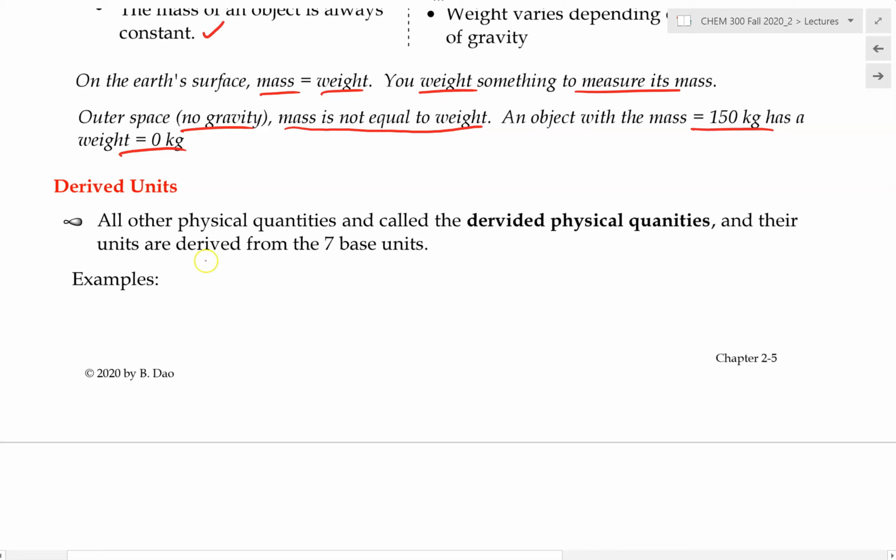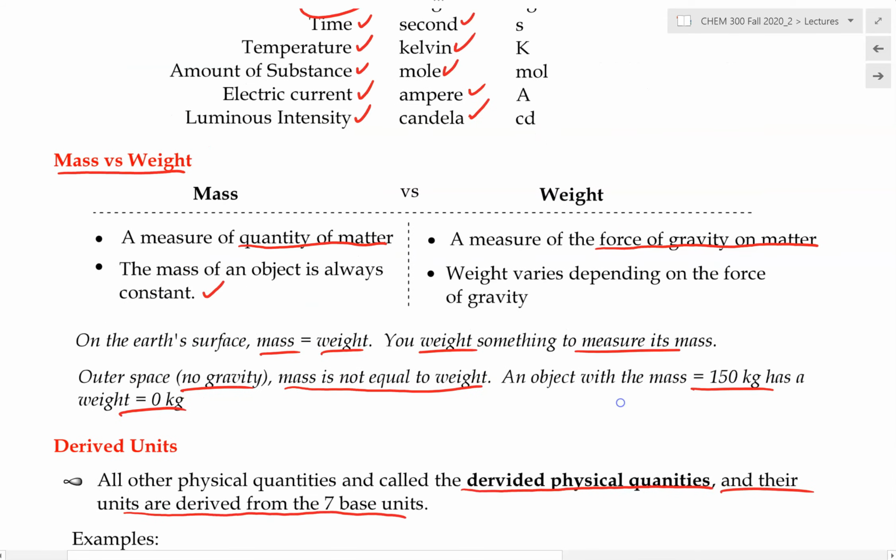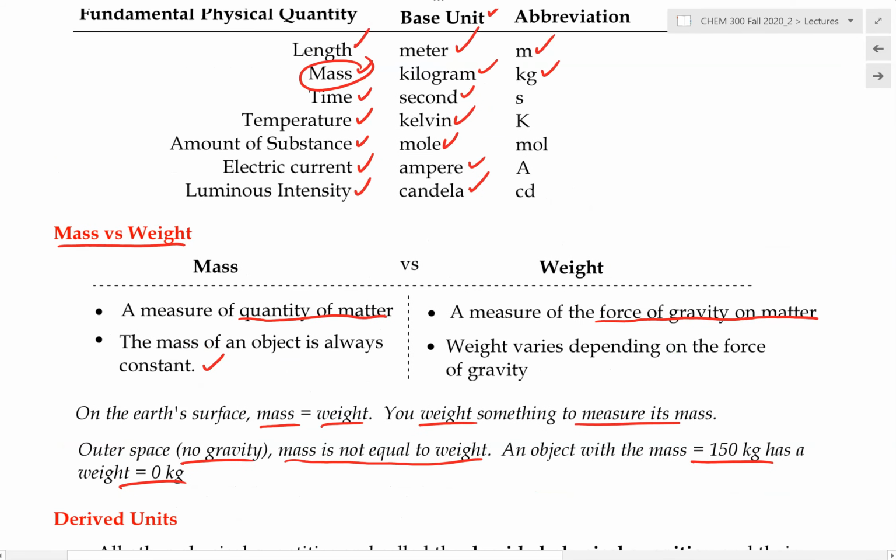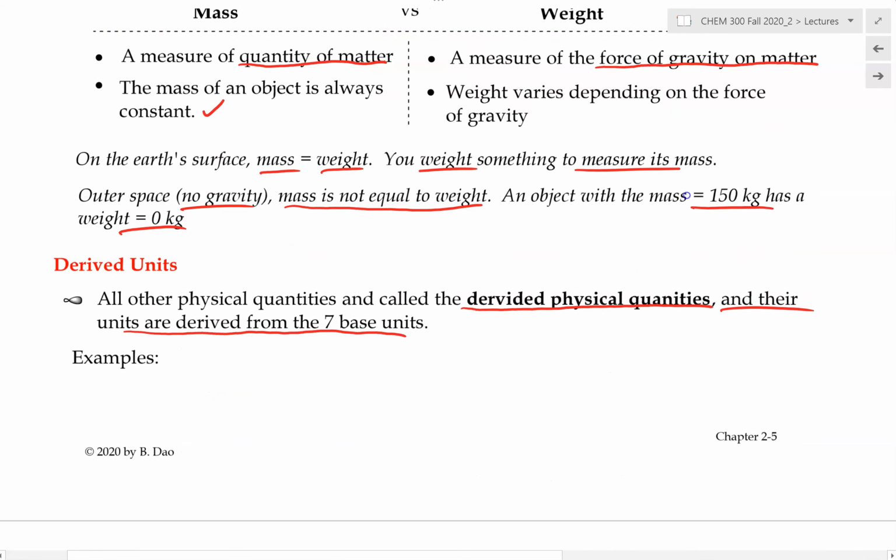So all other physical quantity are called the derived physical quantity, and their units are then derived from the 7 base unit that we have seen above. So whatever we don't see here, we call them the derived physical quantity and the derived unit.